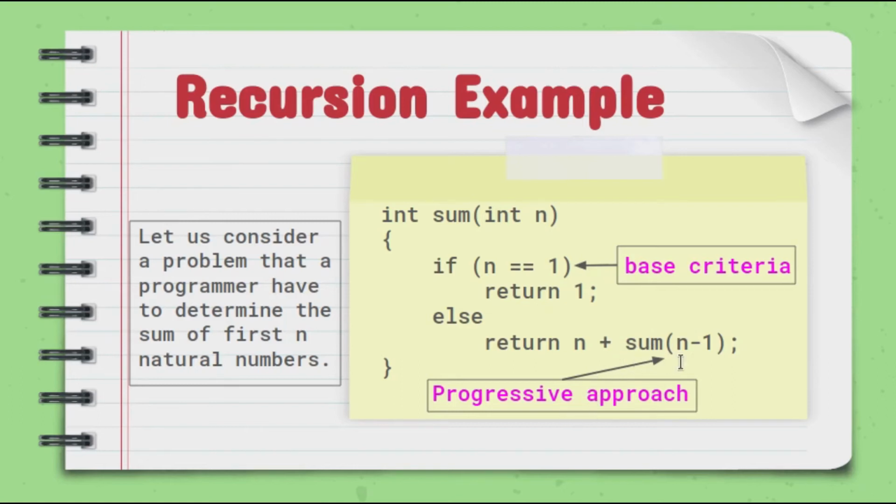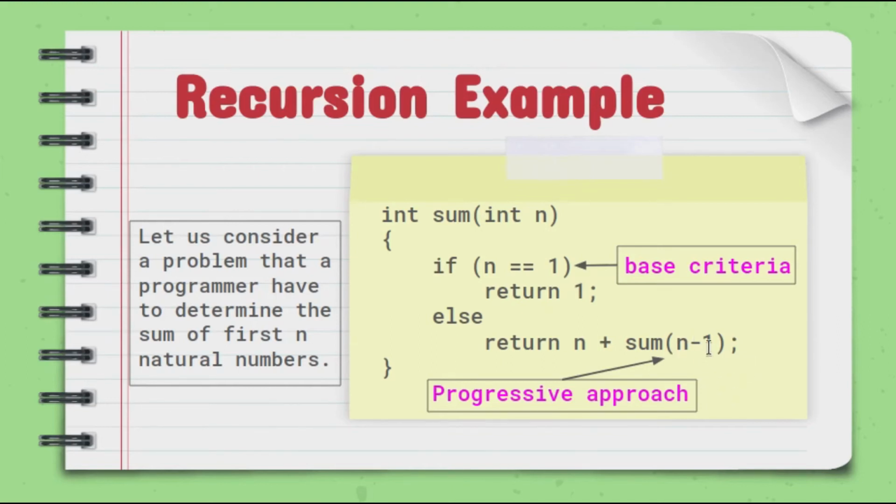This one is the progressive approach. As you can see, we're subtracting, because remember that n is a positive integer greater than or equal to 1. Since we are decrementing, we are tending to n equals 1, which is the base criteria, when the function is going to stop calling itself because this condition is met. So this is the progressive approach. Remember that the recursive call should progress in such a way that each time a recursive call is made, it comes closer to the base criteria.